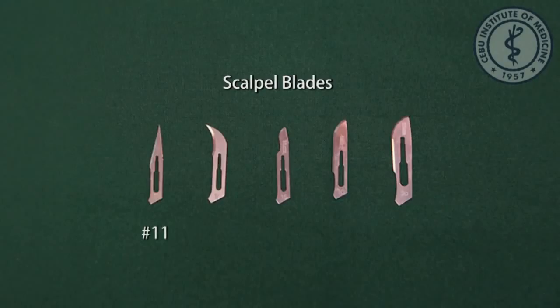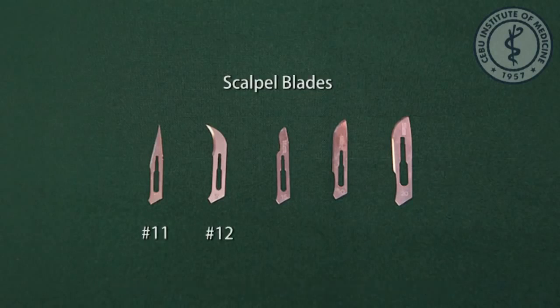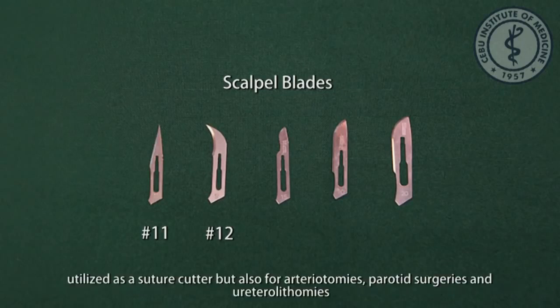Blade number 11, also known as the stab knife, with its elongated triangular blade sharpened along the hypotenuse edge as well as a strong pointed tip. Blade number 12, small, pointed, crescent-shaped blade sharpened along the inside edge of the curve, utilized as a suture cutter but also for arteriotomies, parotid surgeries, and uterolithotomies.